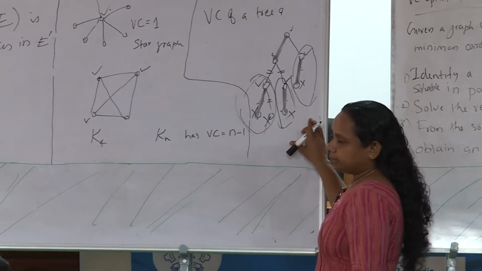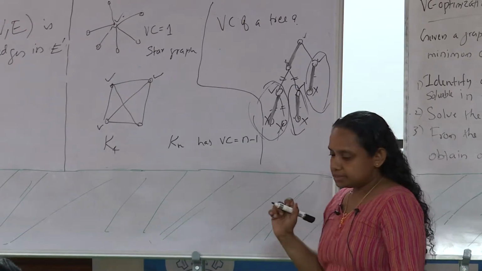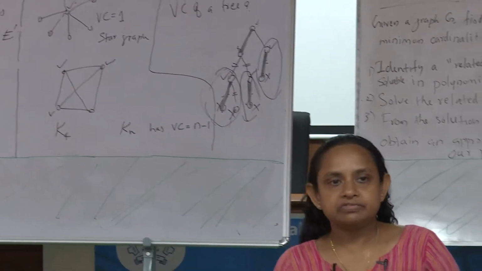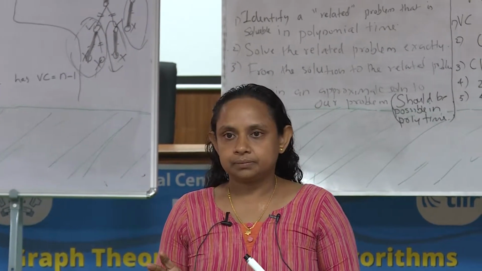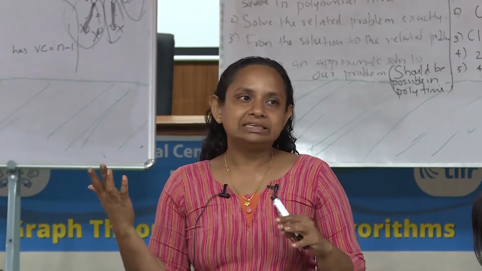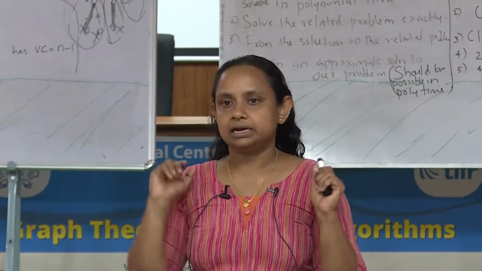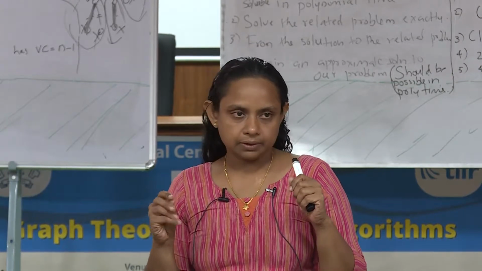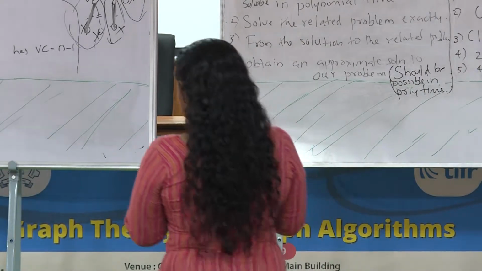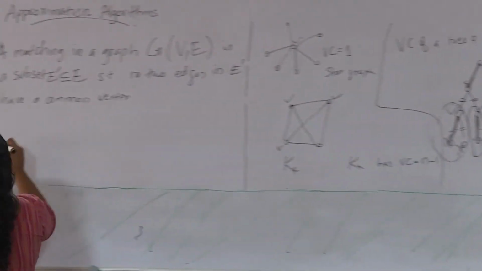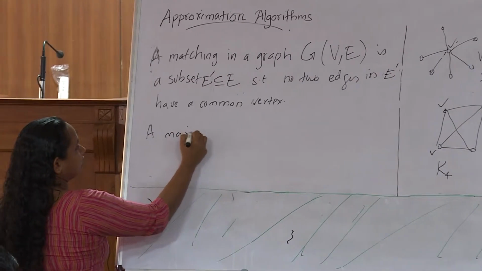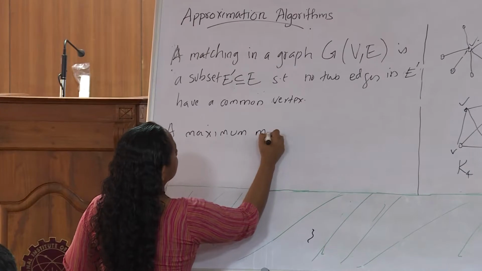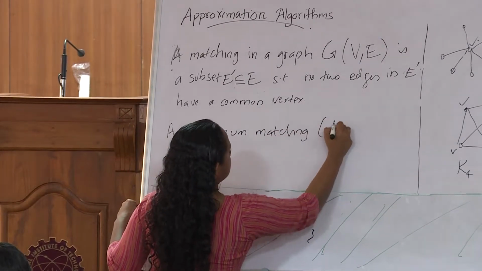Now let me say a maximum matching in a graph is a set of edges such that it is a matching and there is no other matching in this graph with bigger cardinality. So that is a maximum matching, okay. So a maximum matching is a matching with maximum possible cardinality. Let me write it as mm.